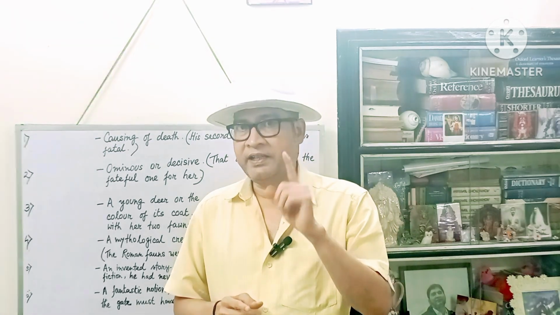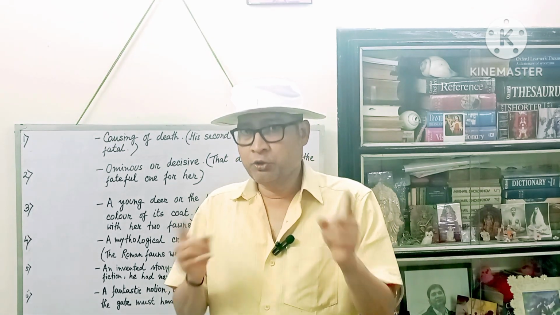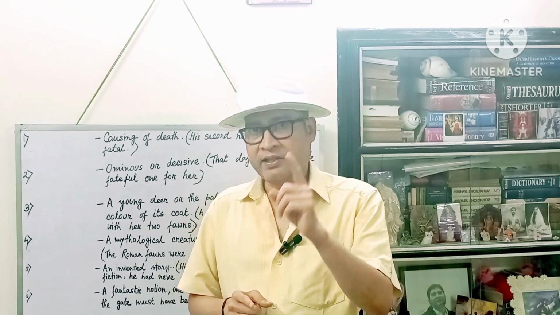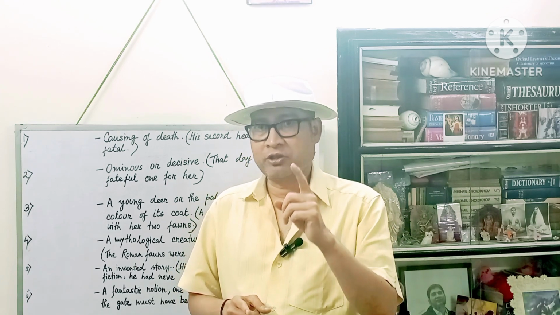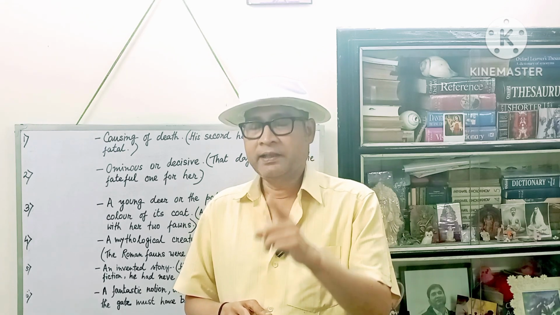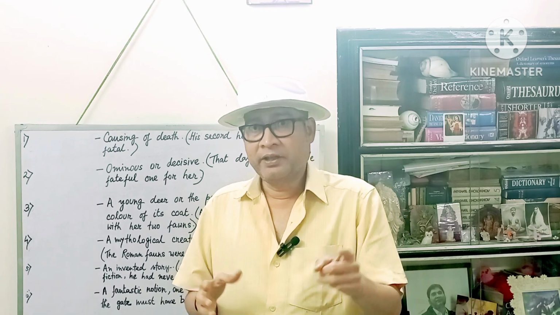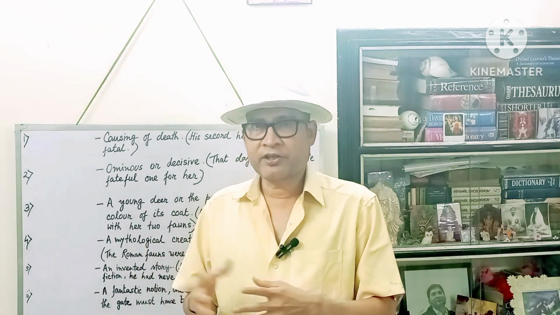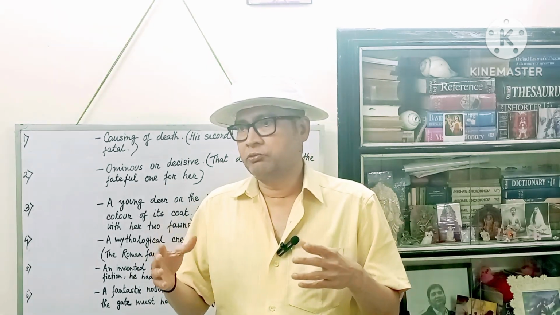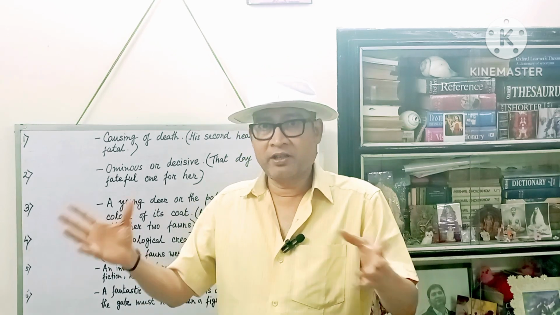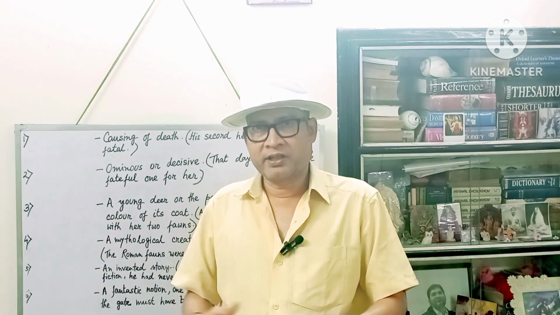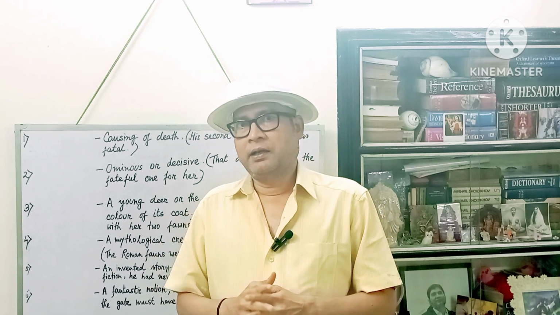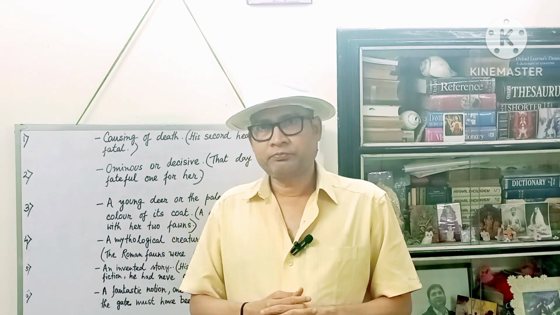So D-E-S-E-R-T, when it is used as a noun, is pronounced desert. But when D-E-S-E-R-T is pronounced desert, then it's a verb. And when it's used as a verb, it means to leave somebody without help or support. To abandon somebody without help or support. So I think I have been able to make the lesson a little clearer to you now.